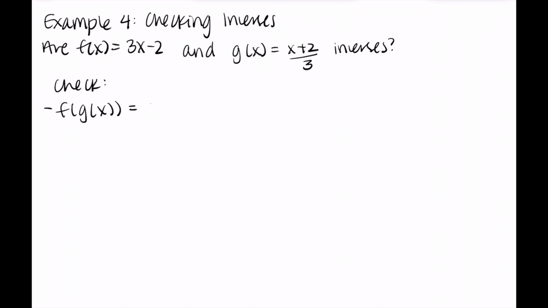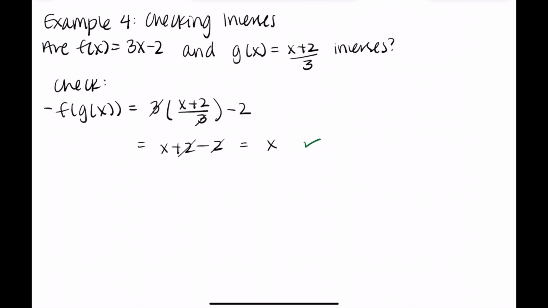So we're going to plug in g of x into the f of x function. So where we see x, we're going to plug in g of x. So we'll have 3 times x plus 2 over 3, minus 2. When we go through here and simplify, we'd get x plus 2 minus 2. The 2's will cancel out, and we get x. So that is perfect. Now we have to do the inverse.